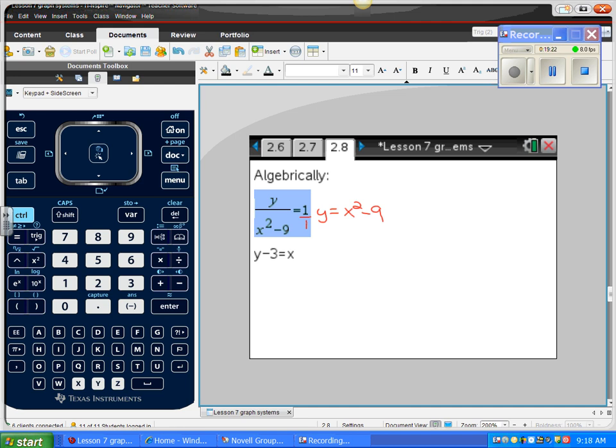What do you think I should do here? I could use substitution right away, right? Because I know what x equals. But what would I have to do if I did that? I'd have to FOIL. And I don't want to do that. So let's make it easier on ourselves.